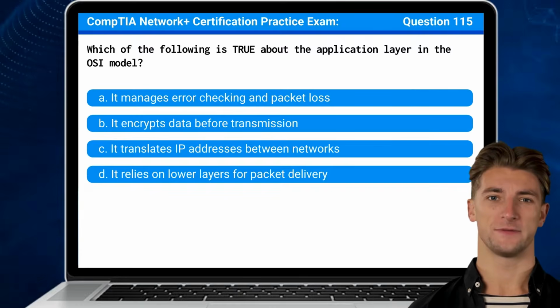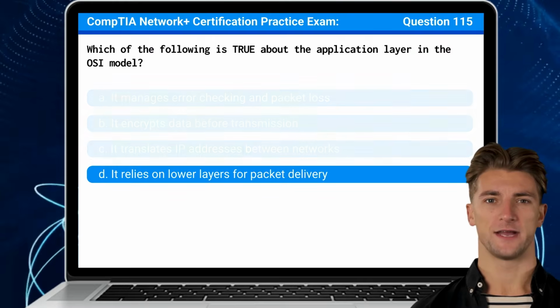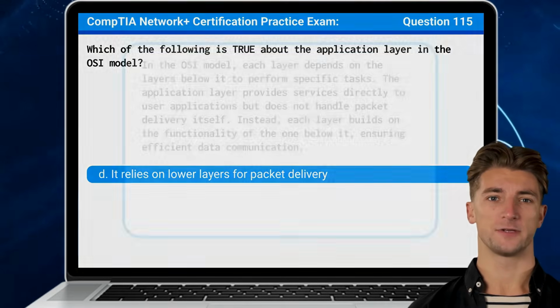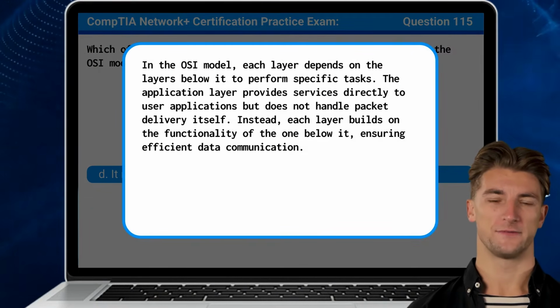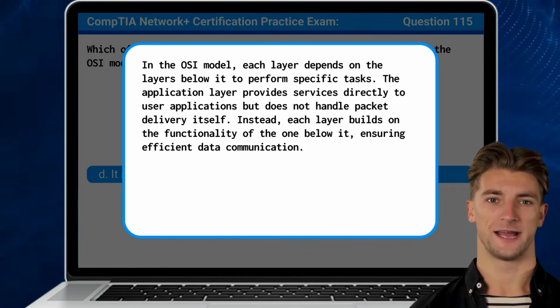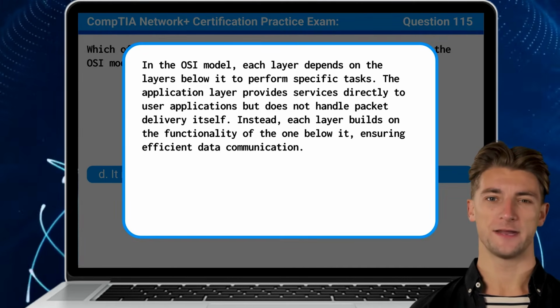Question 115. Which of the following is true about the application layer in the OSI model? The answer is D. It relies on lower layers for packet delivery. In the OSI model, each layer depends on the layers below it to perform specific tasks. The application layer provides services directly to user applications but does not handle packet delivery itself. Instead, each layer builds on the functionality of the one below it, ensuring efficient data communication.